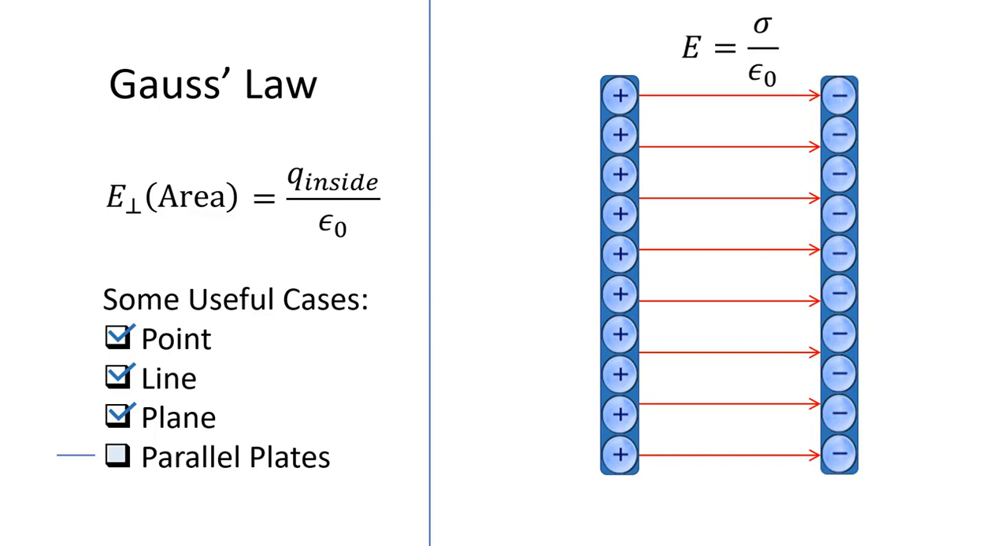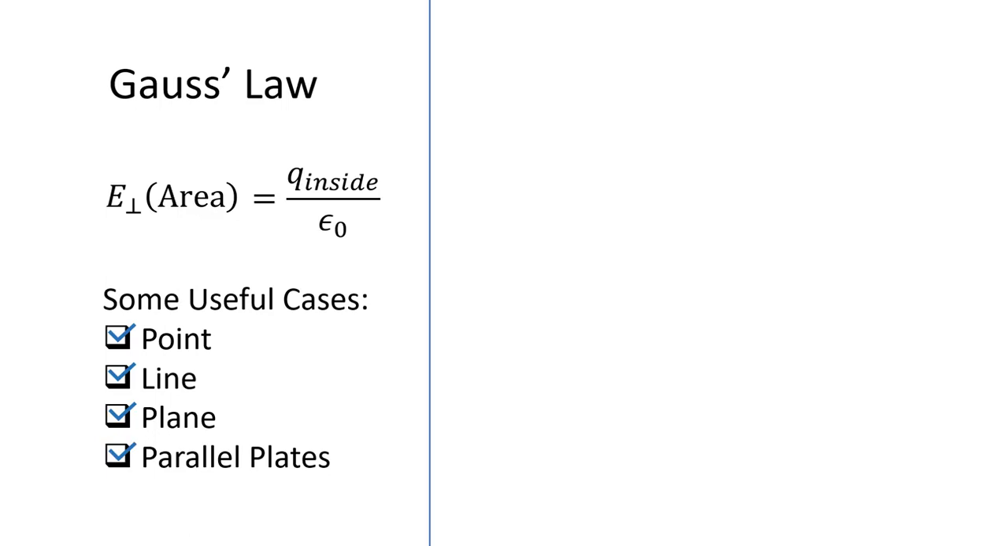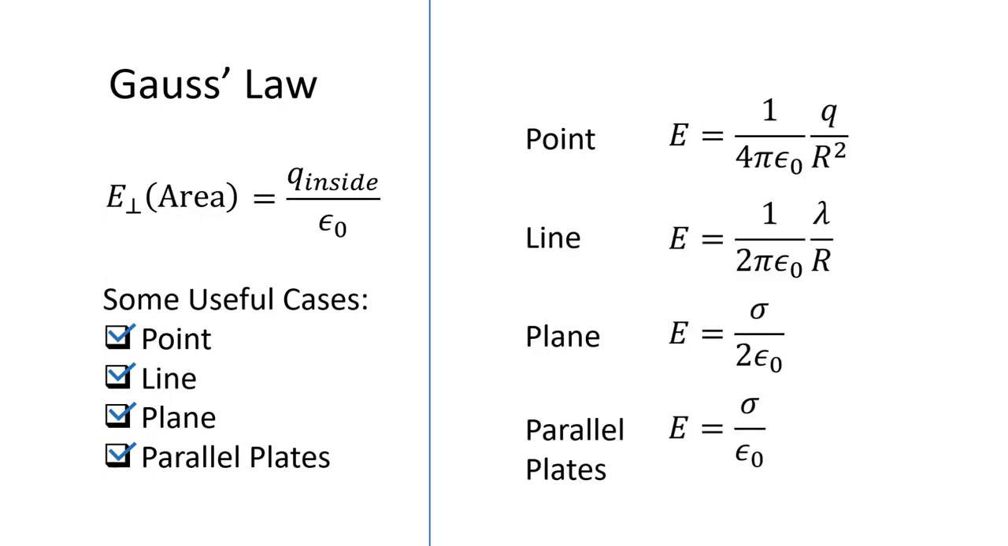In terms of the formula, we have a doubling up in the middle, right? So sigma over 2 epsilon 0 plus another sigma over 2 epsilon 0. We get a half plus a half as a whole. We get sigma over epsilon 0 for the parallel plates in between the plates. And we get no electric field either to the left or to the right of the parallel plates. So those were the useful cases. And here's a summary of the formulas.